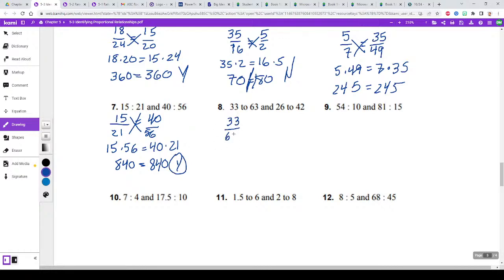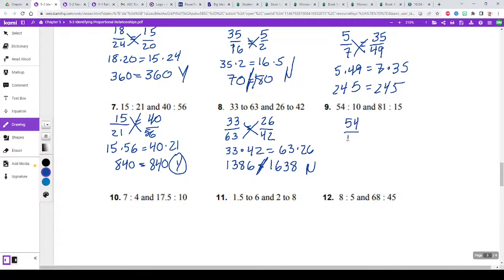33 over 63 equals 26 over 42. Cross multiply. 33 times 42 equals 63 times 26. So that gives us 33 times 42, 1,386. Then we have 63 times 26, which is 1,638. Don't be fooled. I'm double checking my math, in fact, because I'm so tired that I could have mistyped that, but that's definitely a no.